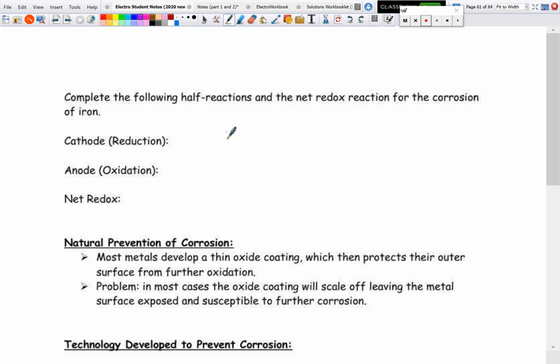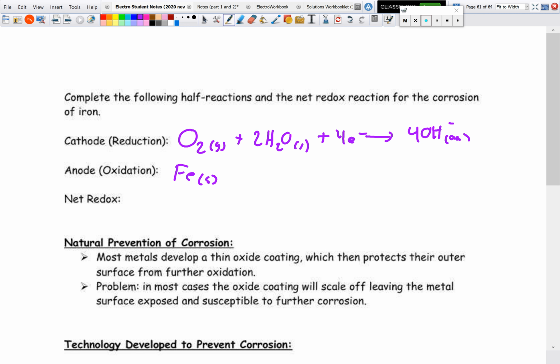So on this page right here, of course, the cathode, anode, and net redox reactions, we can actually write all these down. So the reduction half reaction that's occurring is, of course, our strongest oxidizing agent, in this case our oxygen gas plus 2H2O liquid plus 4 electrons, producing 4OH minus. And our anode, or our oxidation half reaction, was our solid iron turning into iron 2+ aqueous, and of course 2 electrons.